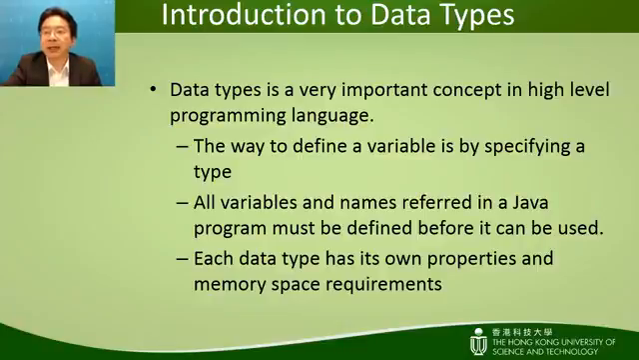We have used the type int for integer in the previous examples. Many more data types are supported by Java. Each data type has its own properties and memory space requirements. In declaring a variable, in addition to defining its properties, it would also allow the computer to do memory allocation when the program is executed, since different data types have different memory size requirements.